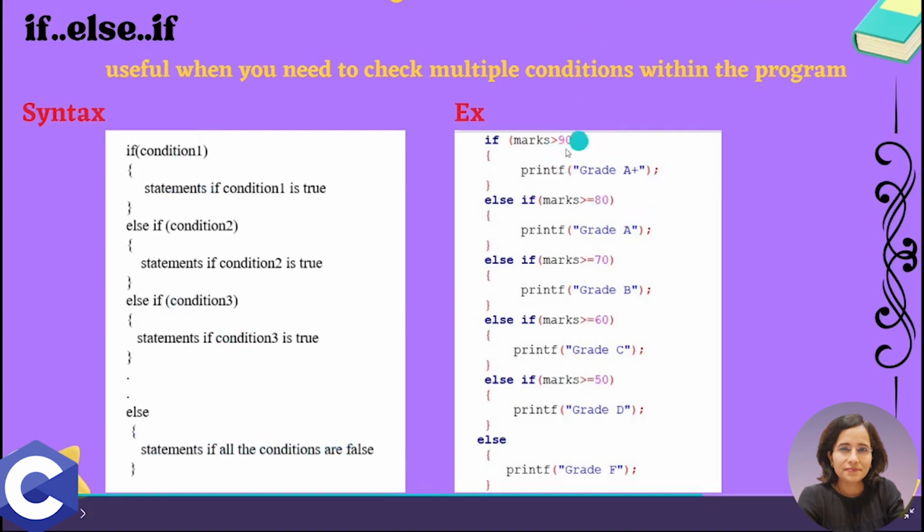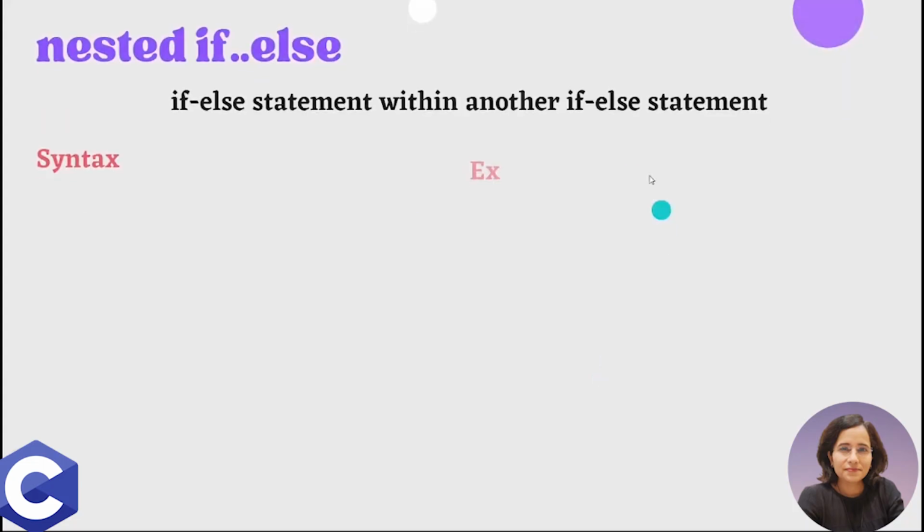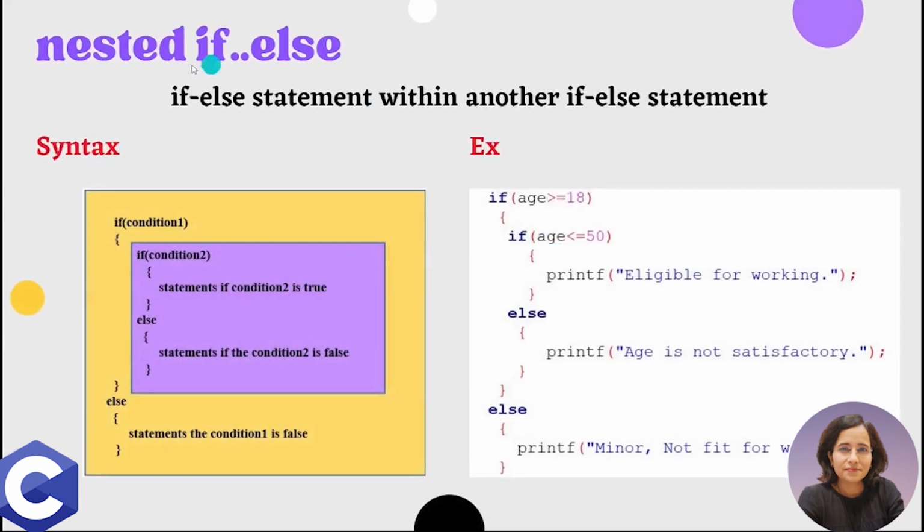Here we can see one example. If I want to calculate the grade based on the marks, and there are many criteria, so in this case we can use if else if to calculate the grade depending on different conditions. There is one more variation with if else, that is called as nested if. If we are mentioning one more if else inside another if, that is called as nested.